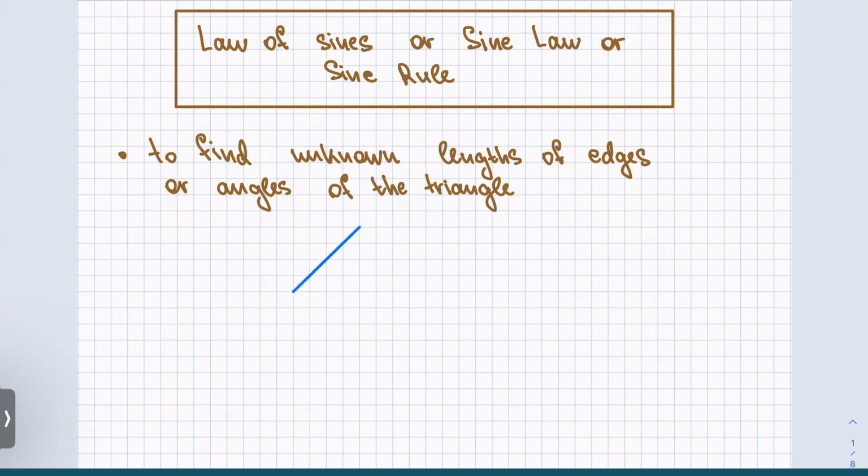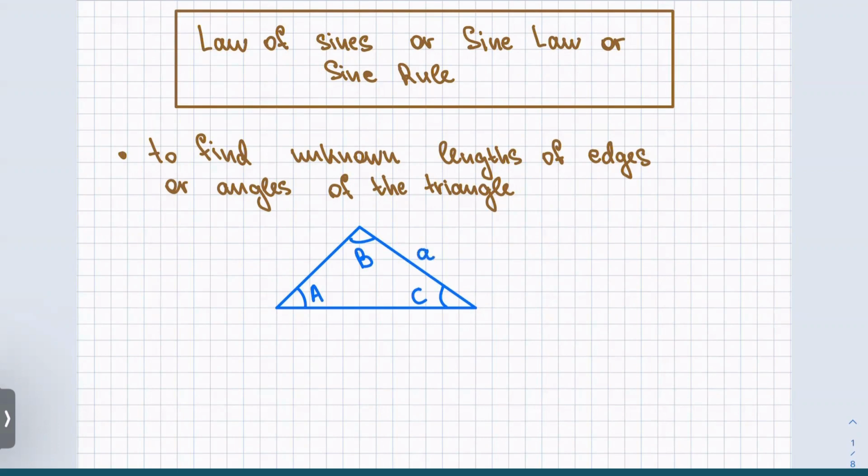So let's first consider the following triangle. I will just sketch any arbitrary triangle. So this is my triangle, and we will be denoting the edges and the angles of this triangle appropriately. So let's go with capital letters A, B, and C, which will denote our angles of this triangle. And now we will denote the edges by the following.